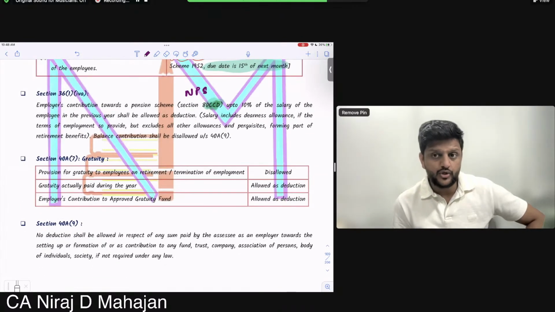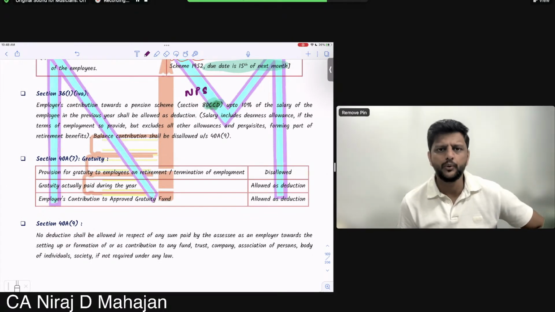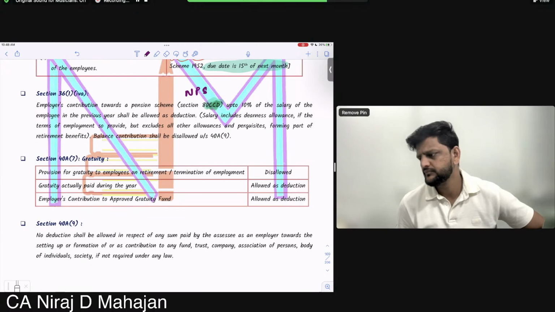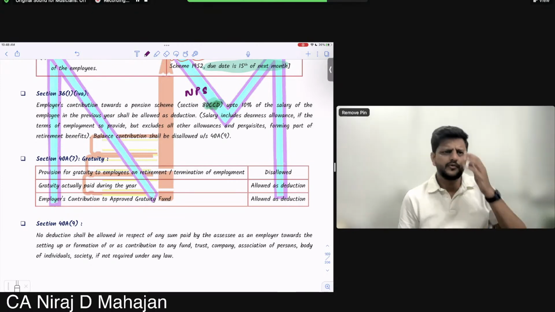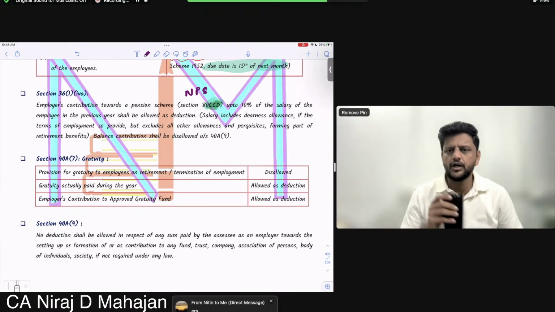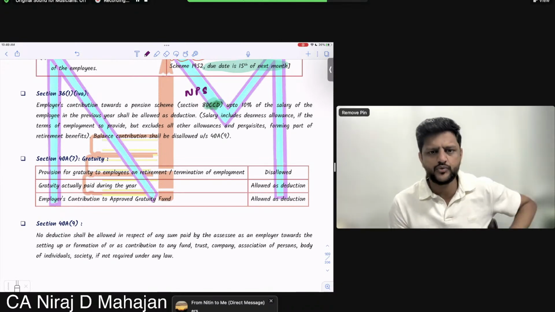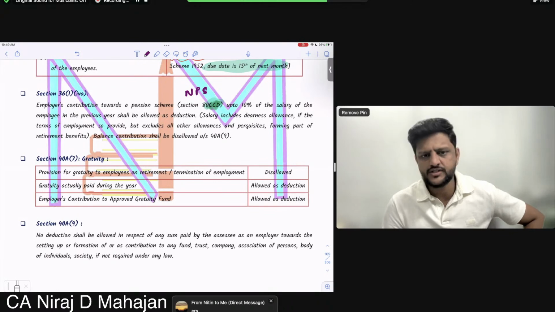Now here the employer is contributing. Can you see that? So employer's contribution toward the NPS up to 10% of the salary of the employee in the previous year shall be allowed as deduction. Everybody okay till here? We are talking now from whose point of view, children? Are we talking of provident fund? We're not talking of provident fund, but we are talking about a pension scheme, right? National Pension Scheme.